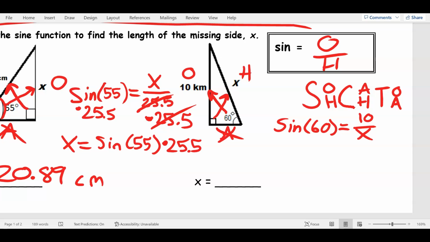Here's the trick, ready? You can take this right here and the X and you can switch places. That's it. X on the left equals 10 stays on top. Okay, so 10 divided by, and then sine 60 on the bottom.